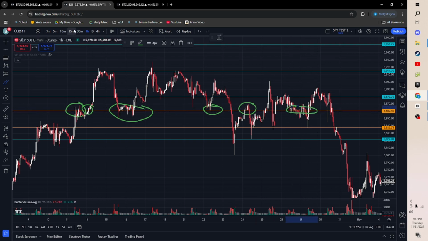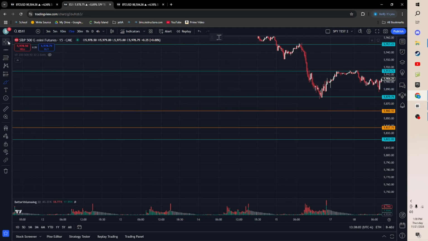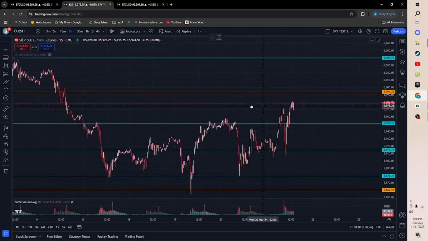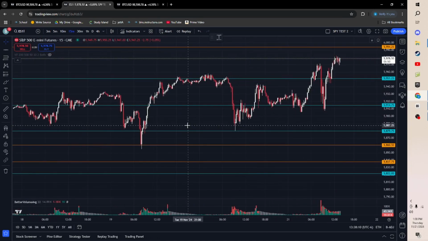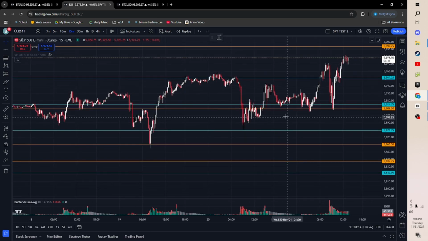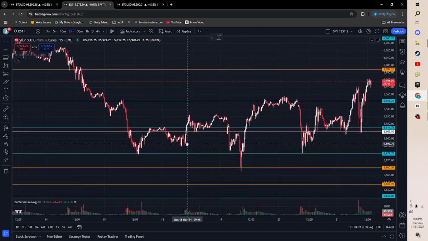Okay, so then now we're gonna go down to the 15-minute. Whoops. And we're gonna do the same thing. Okay. All right. So I see a level here. I'm going to make this a different color as well. I'm going to make this white. Okay.